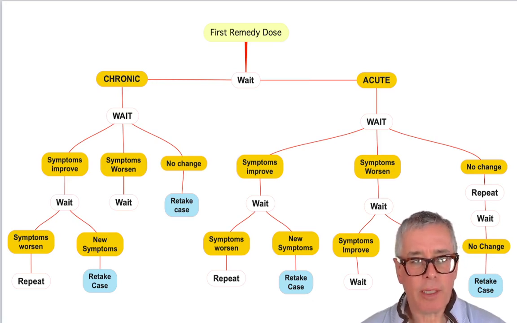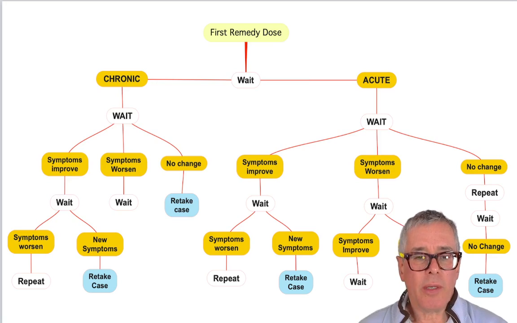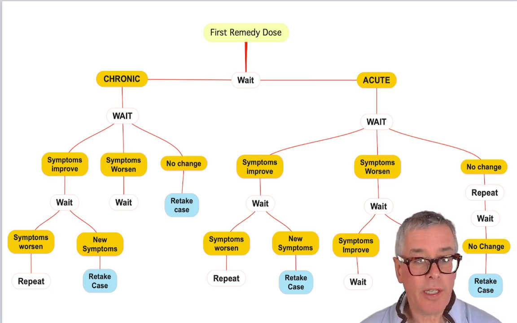After waiting, if new symptoms develop, we must retake the case to be sure if the remedy we first gave covers these symptoms, or maybe has those symptoms and might have represented them. So there may be a better remedy to cover the new amount of symptoms. If symptoms worsen, just wait, because it could come to the point where new symptoms show up or the symptoms improve. That's what we're waiting for. No change? You've waited, there's no change, retake the case. So quite straightforward in chronic disease.